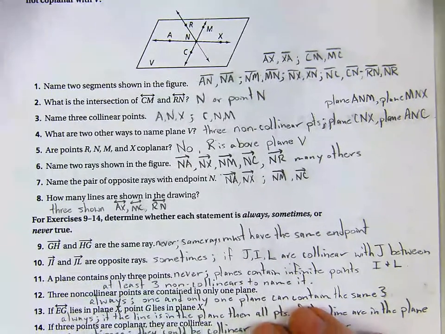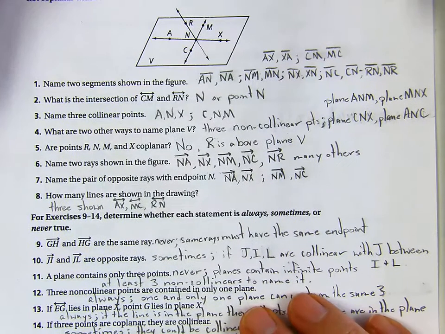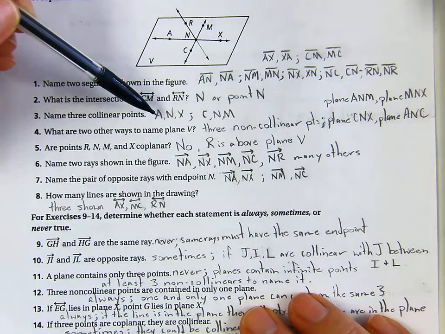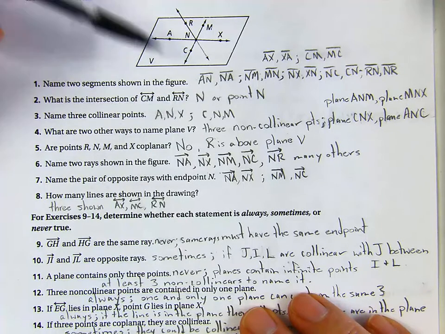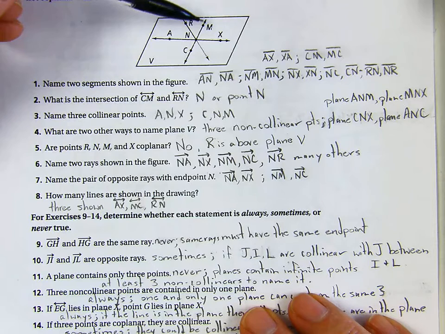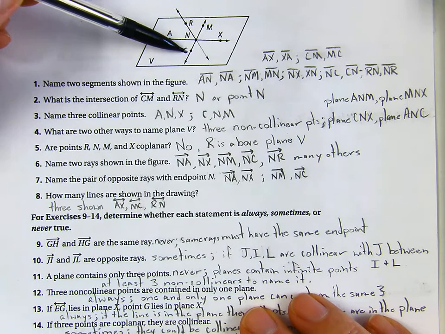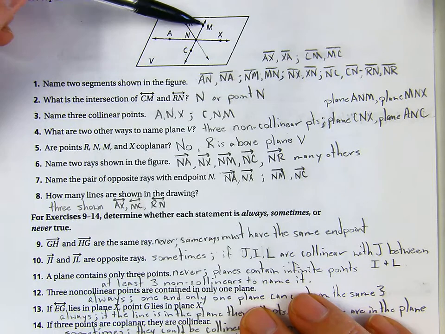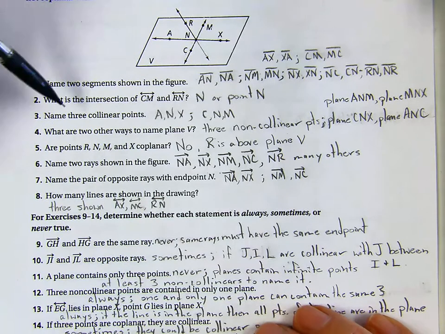Next, name 3 collinear points. Listing them, it's point A, point N, point X. That's one set. Point C, point N, and point M, that's another set. So all you had to do is list 3. I named 2 different sets.